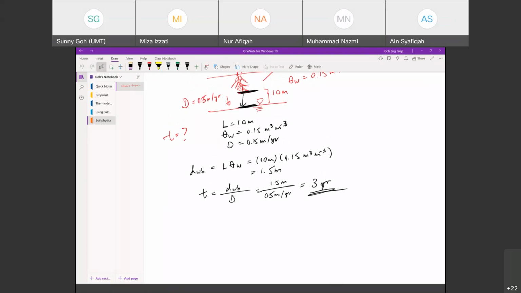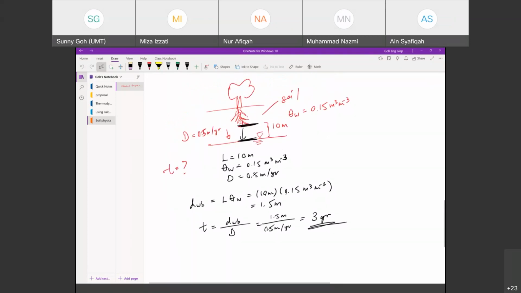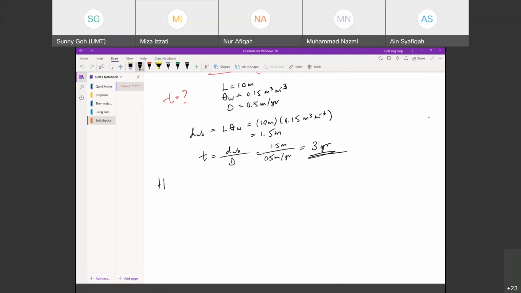So now, I would like to raise a question. How many assumptions were made so that this calculation can be made possible?